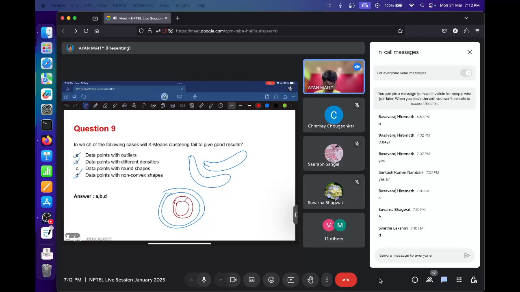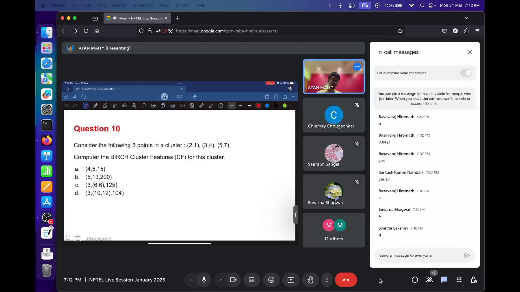So A, B, D, these are the three correct answers. Now question 10. Consider the following 3 points in a cluster: 2, 1, 3, 4, 5, 7. Each of these 3 points belongs to a single cluster. Now compute the BIRCH cluster feature for this cluster. So this cluster contains 3 data points, and you have to compute the BIRCH cluster features for this cluster.